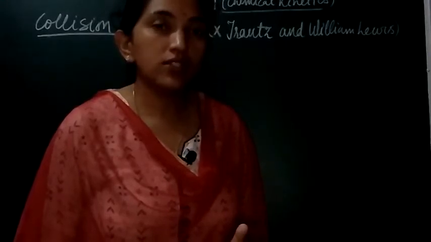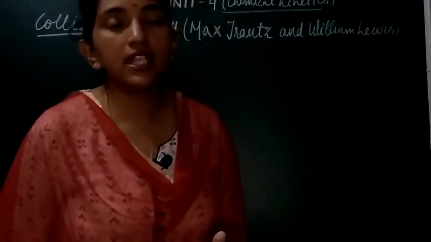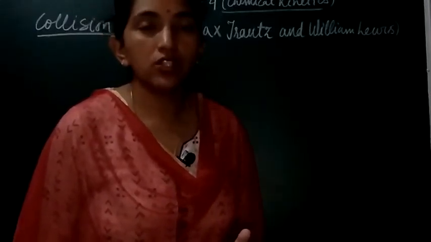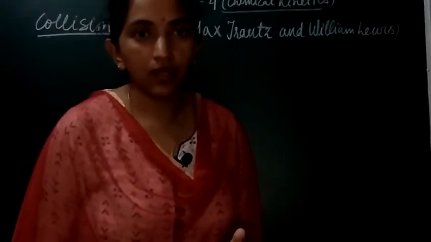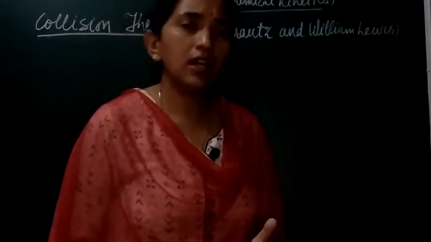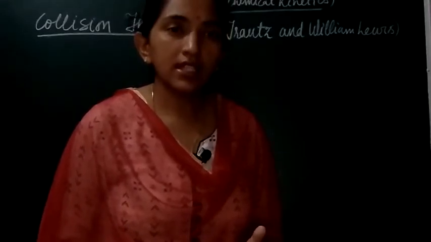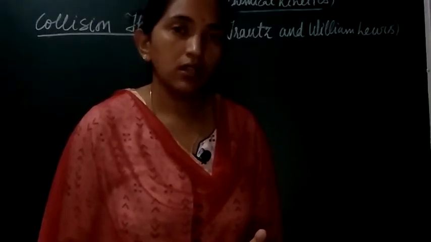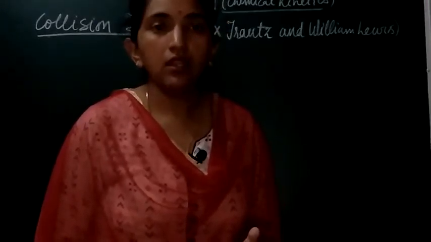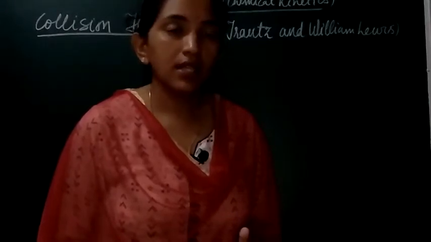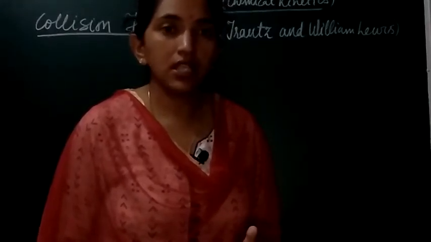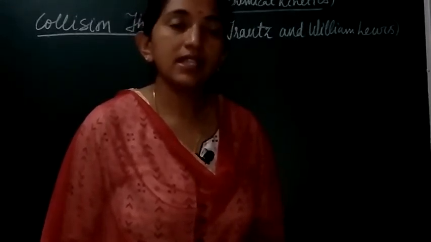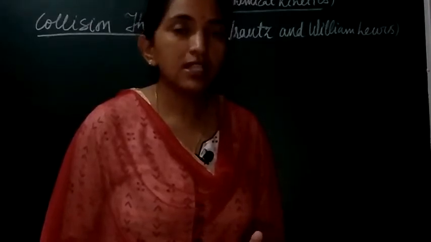And the number of collisions taking place per second per unit volume is denoted by capital Z, which is known as the collision frequency. Now, students, you can think that when we are taking the reactants in a reaction vessel, if every collision formed the product, then the rate of the reaction should be very fast. But the reaction rate is not as fast as expected. Or we can say that the rate of reaction is slow.